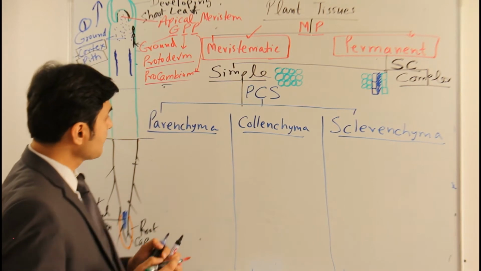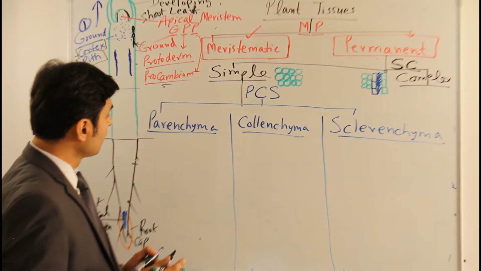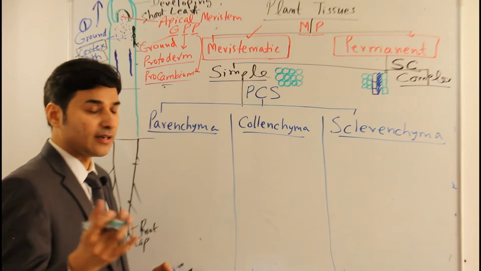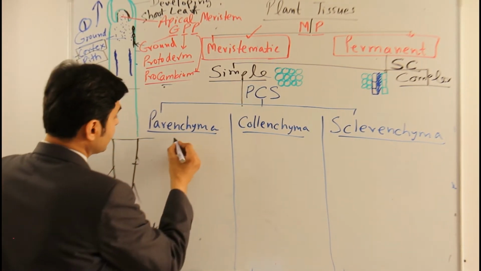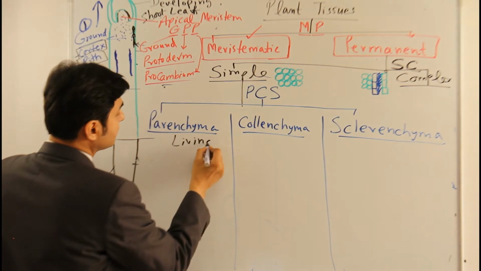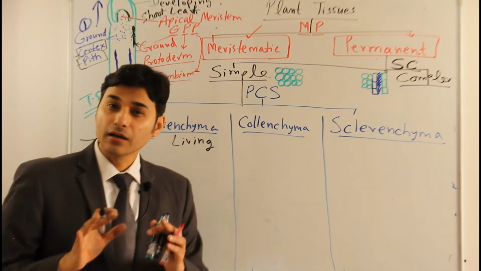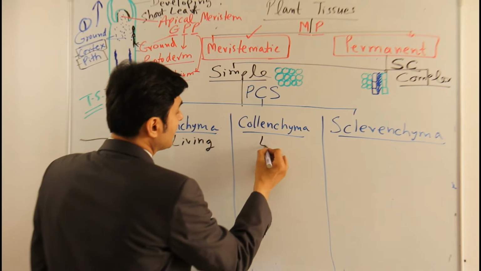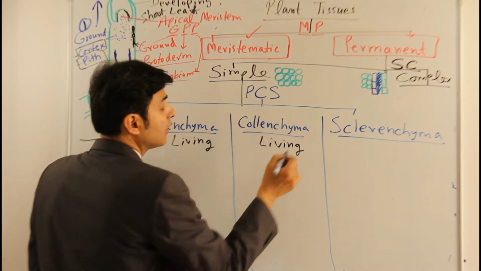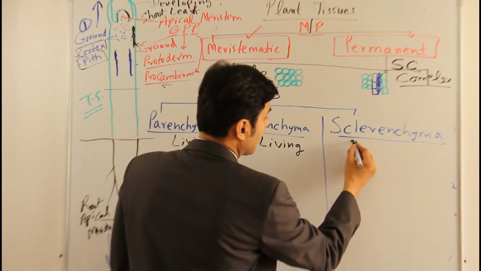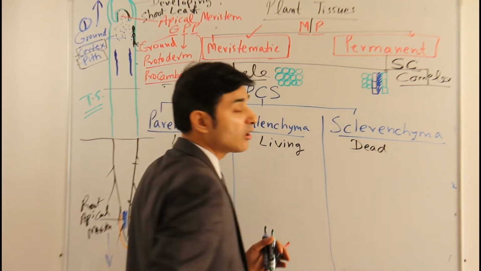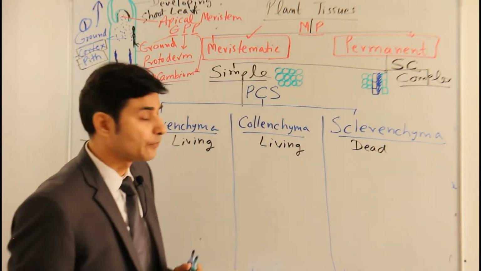Parenchyma is the most abundant plant tissue. Parenchyma cells are living cells. Collenchyma cells are also living cells. But sclerenchyma cells are dead on maturity; they are not living.